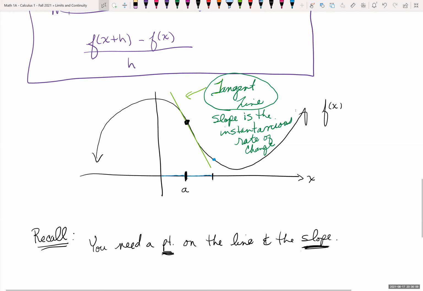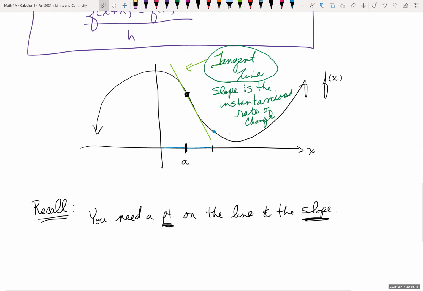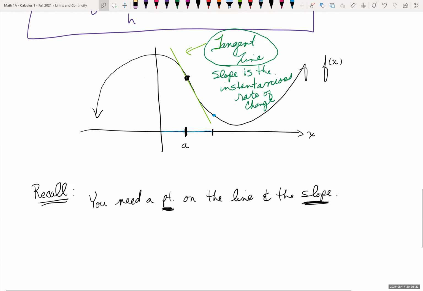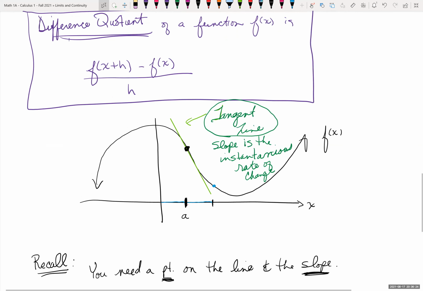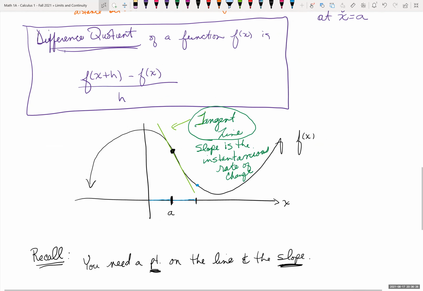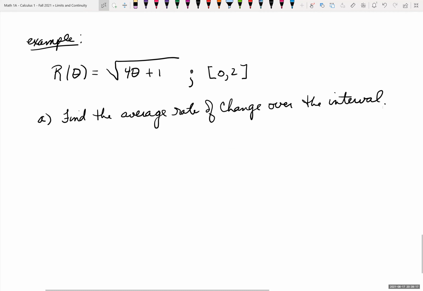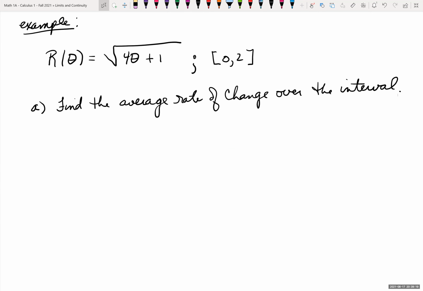Okay, so let's go over a couple of examples. I'm just going to grab a couple from your textbook. And as I'm doing that, I'm going to pause, and if you have any questions or need any clarifications so far, let me know.